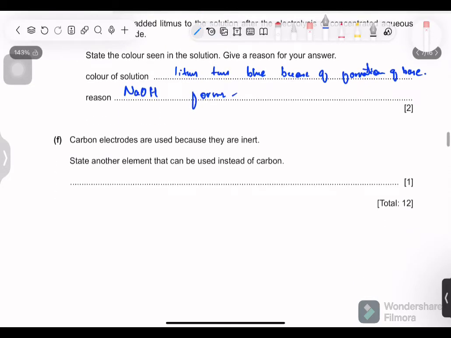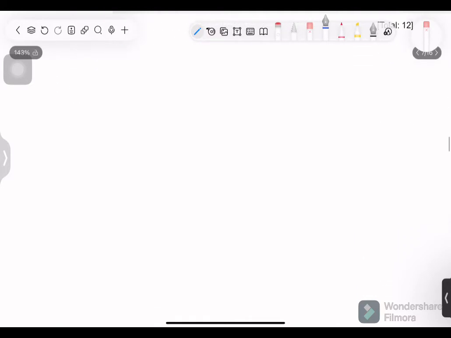Carbon electrodes are used because they're inert. State another element that can be used instead of carbon: platinum, which is the lowest in the reactivity series of the metals, and it is completely unreactive.